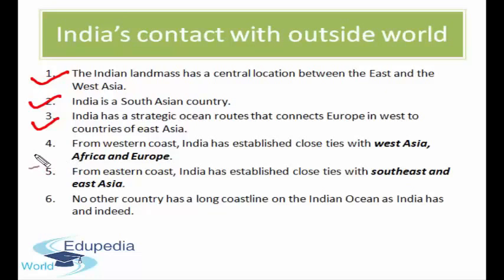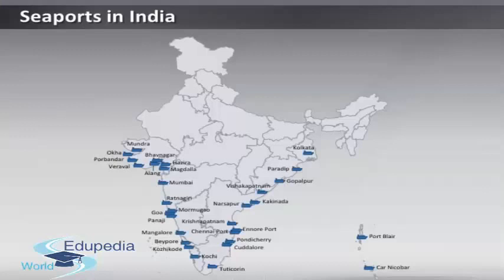So if you look at the Deccan Plateau of the Indian subcontinent, it extends into the Indian Ocean. And there are a lot of seaports on the west coast as well as on the east coast of India. Now some of the major seaports in India are the Chennai port or Madras port, which is in Chennai, and then we have Haldia port in Kolkata, then Jawaharlal Nehru port, which is also known as Nhava Sheva in Maharashtra.